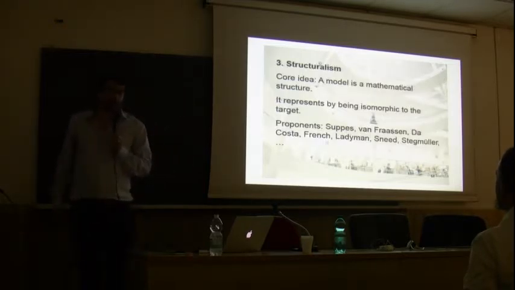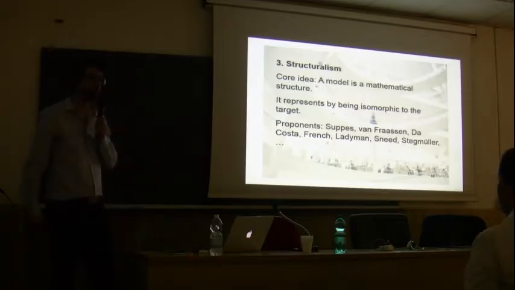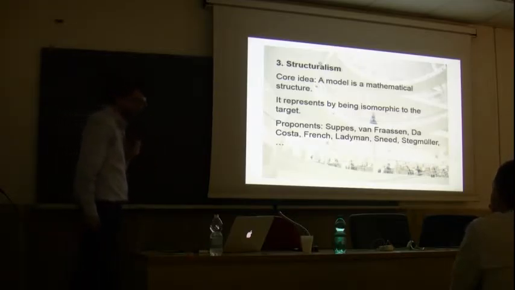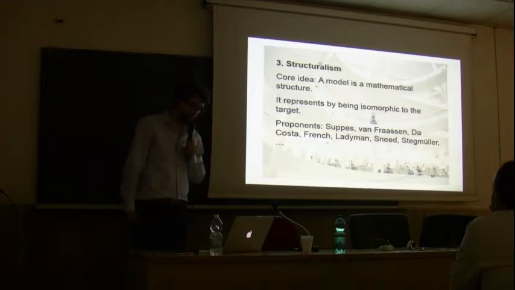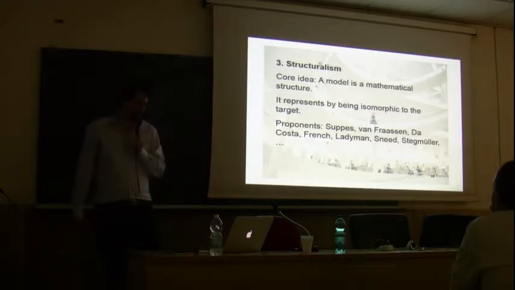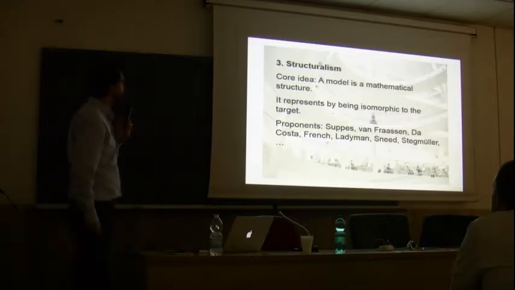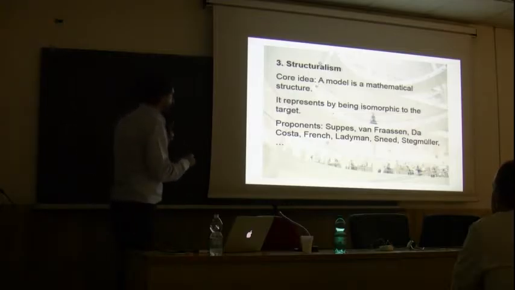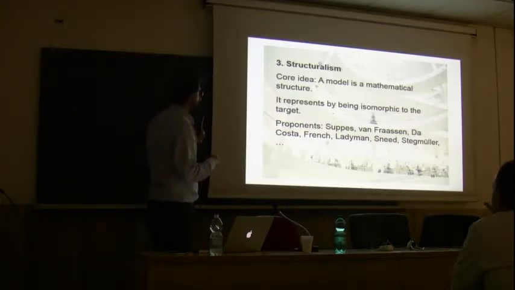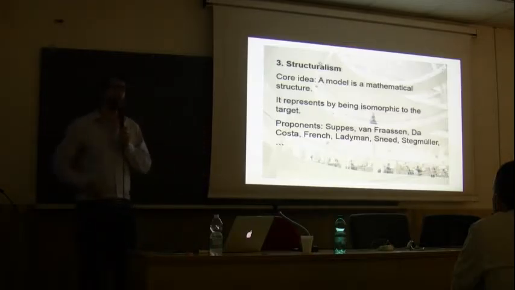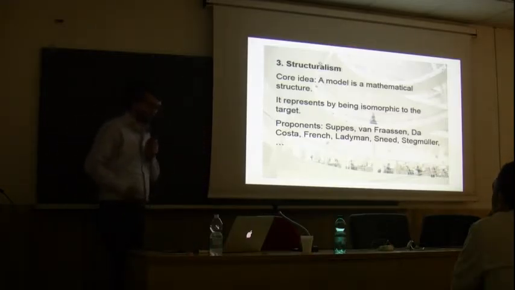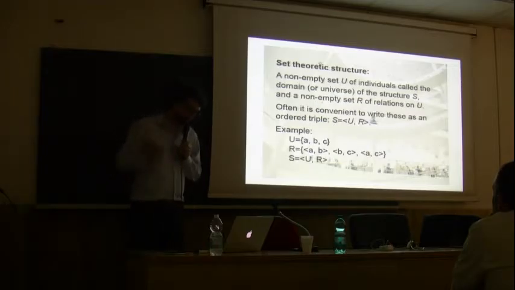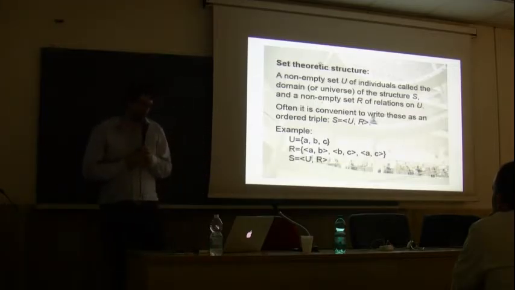One can be a structuralist. That's a very popular view currently in philosophy of science. So the core idea here is that the model is a mathematical structure, and it represents a target system by being isomorphic to the target. And proponents here include famous people like Suppes, van Fraassen, da Costa, French, Ladyman, Sneed, Stegmüller, and the list could be continued. So that deserves to be taken seriously.